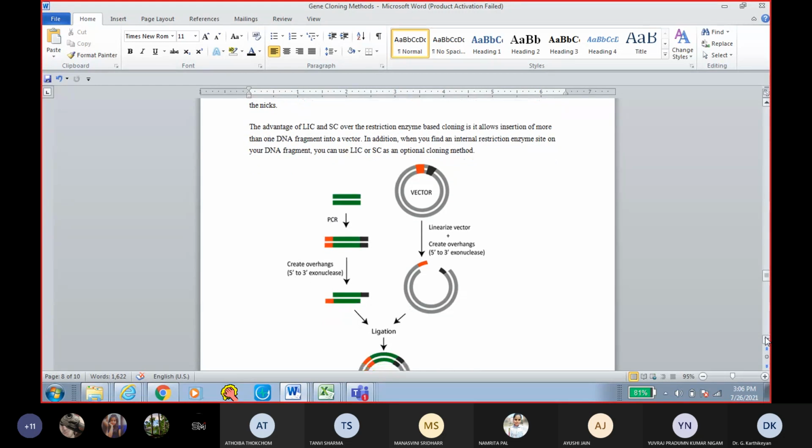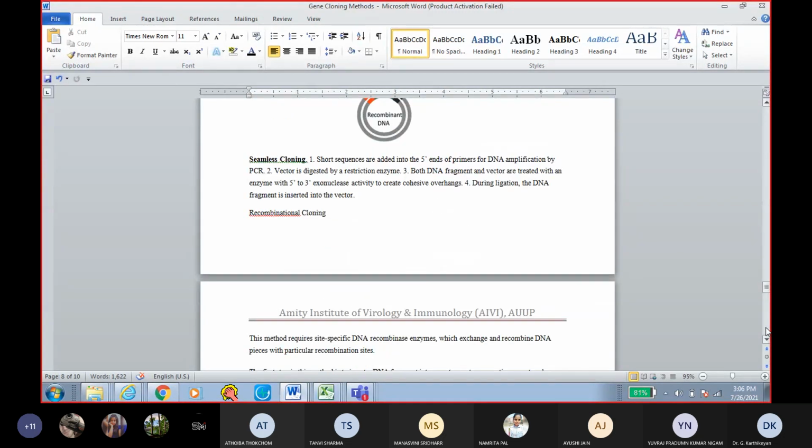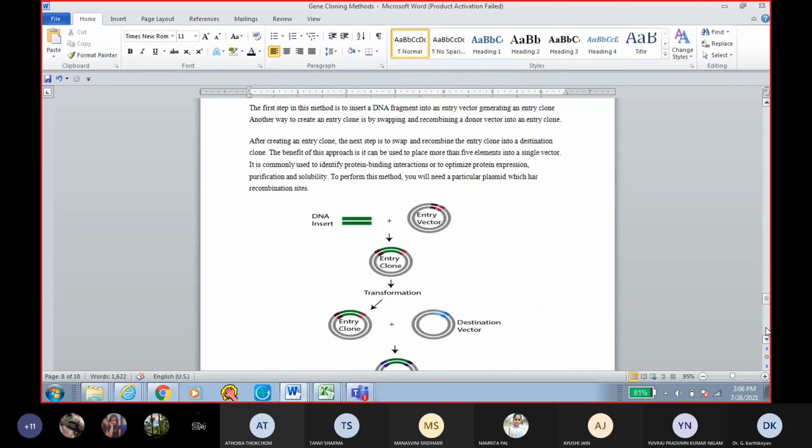Okay, so this is schematically explained here. You also have these days what are called different kinds of technologies. Different kinds of technologies have come, and you could use enzymes like topoisomerases for cloning.